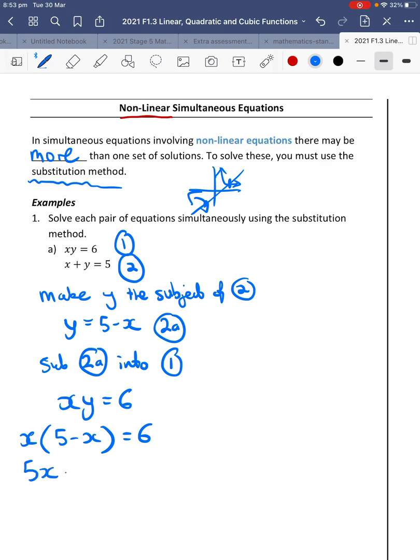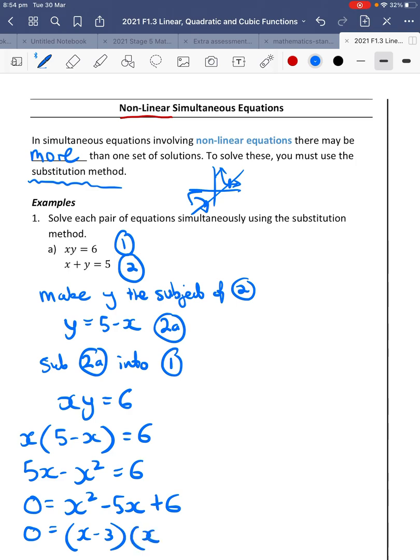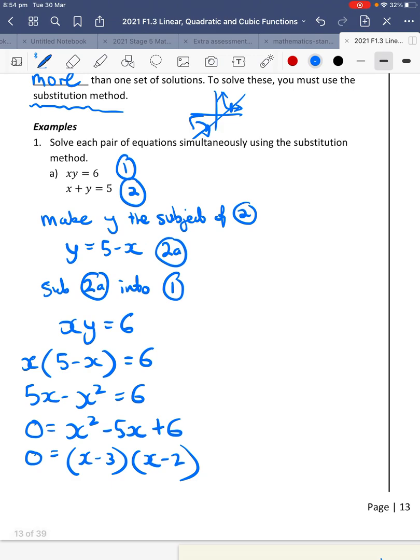Rearranging this, we've got 5x minus x squared equals 6, which we move all to one side. If we move it all to the right hand side, if we leave 0 over there, we're going to get a positive x squared minus 5x plus 6. Now if we factorise that, we're going to get x minus 3, x minus 2, and so our values for x are, solve this, 3 and 2.